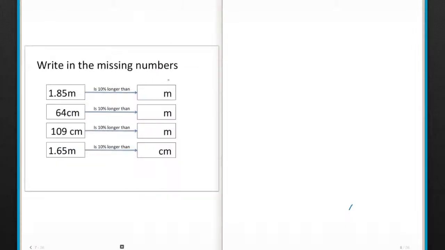Question 4. Write in the missing numbers. We're looking along here, we were looking for a number that's 10% longer than this number. So this number is 10% longer than this number, which means that this number in here is 10% less than that number. So I have that number, take away 10% of it will give me this number.